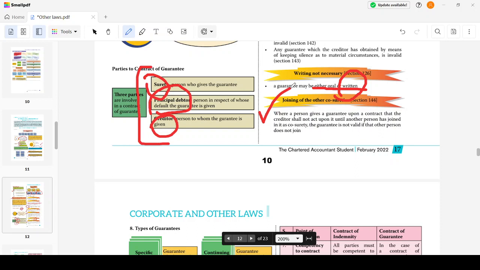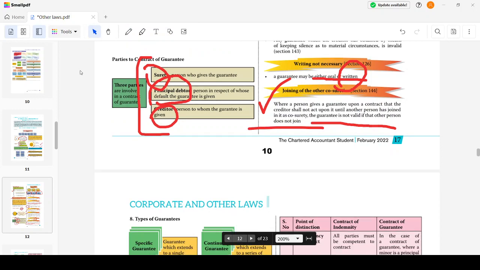When a person gives a guarantee upon a contract, the creditor shall not act upon it until the other person has joined as co-surety. The guarantee is not valid if that other person has not joined. Say there is a condition that at least 2 guarantees should be given. If only one person has given a guarantee till now, it is still invalid until the other person joins as a guarantor.